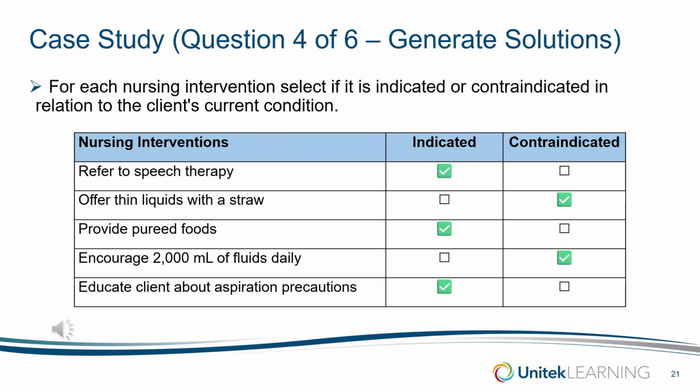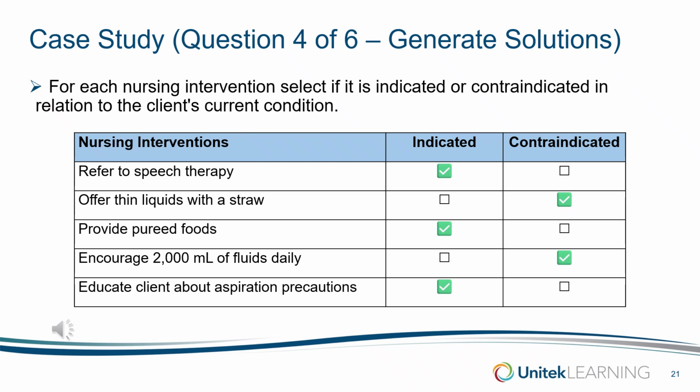The first one is to refer to speech therapy. This would be indicated to assess swallowing and make recommendations for nutritional and hydration support. Offer thin liquids through a straw. This is contraindicated. Liquids should be thickened to assist with swallowing and prevent aspiration. Provide pureed foods. This is indicated. Pureed foods are smooth and just thick enough to prevent the client from aspirating.